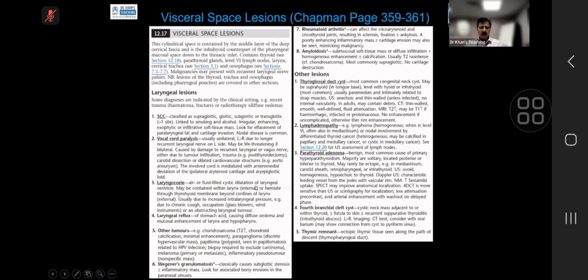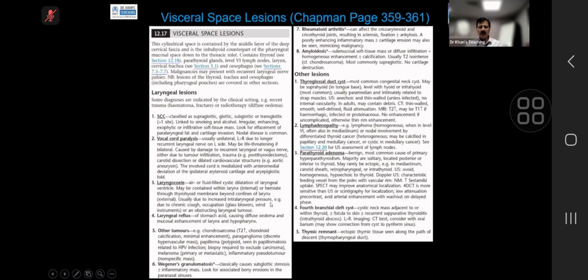The main pathologies in the larynx, the most important is, of course, a tumor, as in laryngeal carcinoma. Laryngocele is another one which you have to remember. Basically, what happens in laryngocele is that there can be an air or fluid-filled cystic dilatation of the laryngeal ventricle. You remember the ventricle which we considered, and it may be contained within the larynx. If it is within the larynx, we call it internal laryngocele. If it goes through the thyrohyoid membrane beyond the confines of the larynx, we call it external laryngocele.